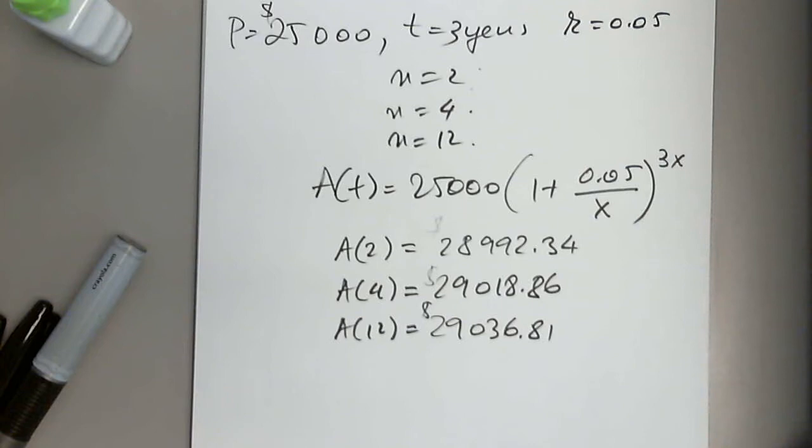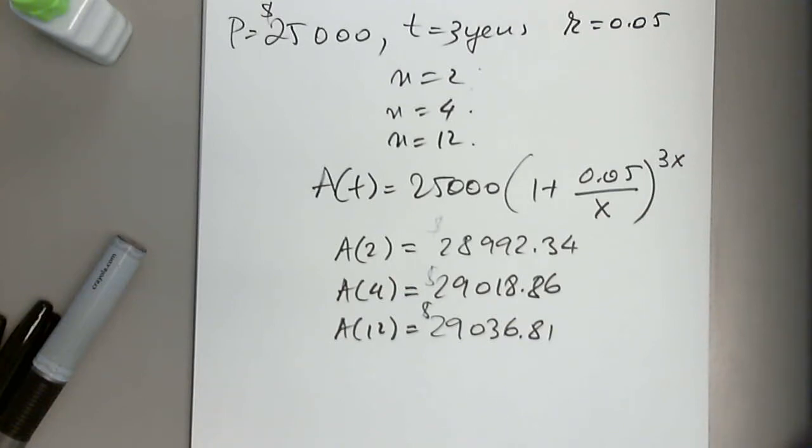Any questions? And we would just list those as our answers. Yes, but this is just for the compounding twice, 4 times, and 12 times. You have to do the different ones. For the continuous, there is no point in putting it in because there is only one calculation.